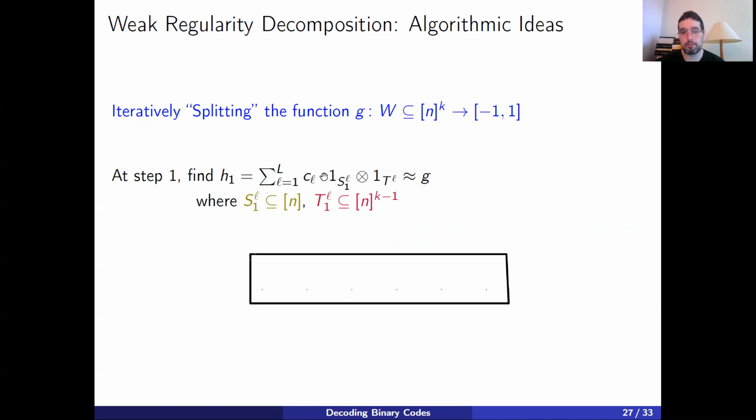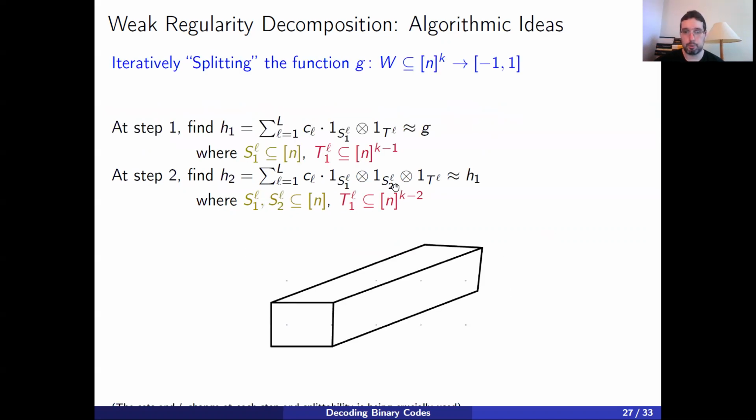This first function lives in a small space, whereas the second part lives in a bigger space. So it's as if you're breaking the space W in a rectangle fashion like this. Okay, so the first part is already small, and the second one is possibly quite large. And then we do it again.